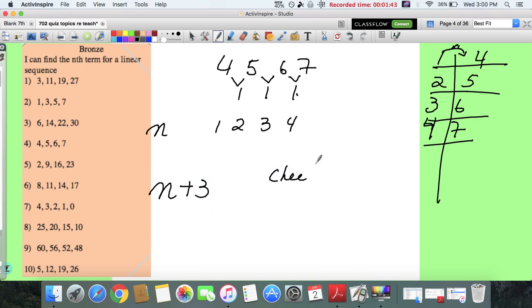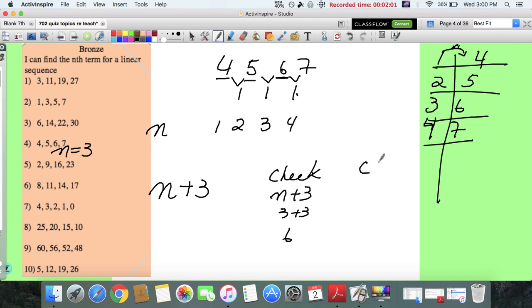If you check, let's check for n equals 3. When n equals 3, or the third term, which should be the first, second, and third term, you should get a 6. So let's make sure we get a 6. So when you substitute n equals 3, you get 3 plus 3. And indeed, you get a 6.